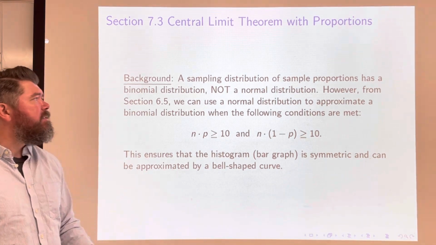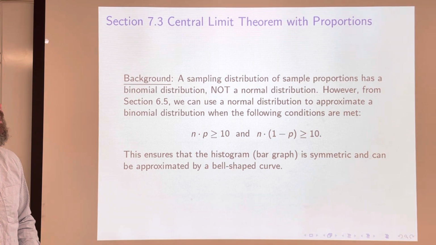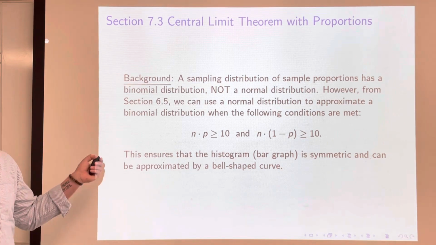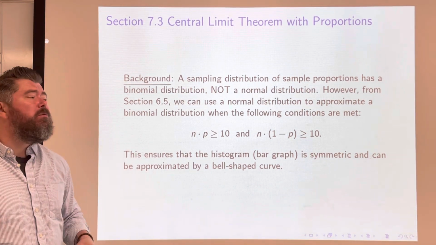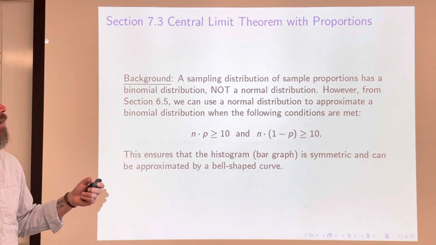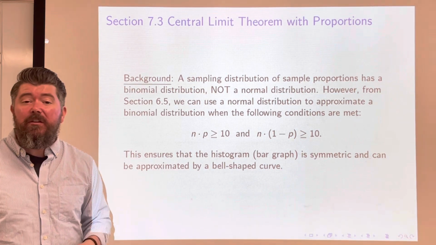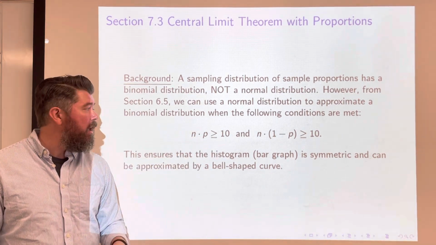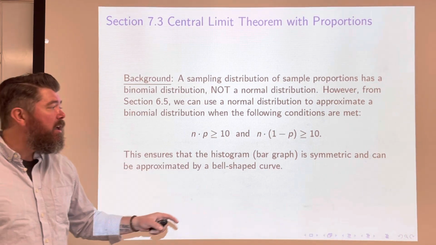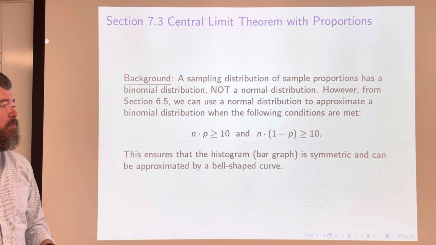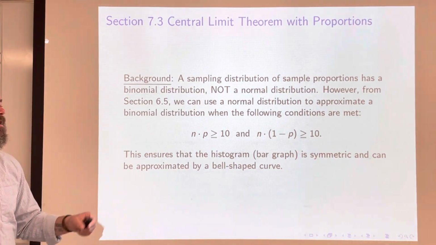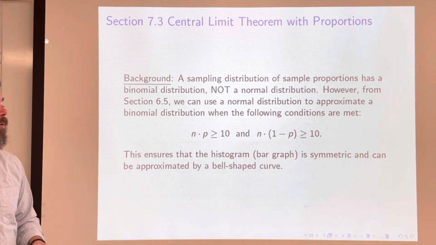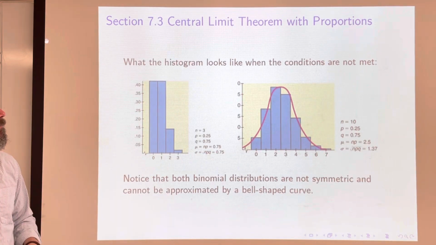Some background. A sampling distribution of sample proportions has a binomial distribution, not a normal distribution. However, from Section 6.5, we can use a normal distribution to approximate a binomial distribution when the following conditions are met. We require n times p to be bigger than or equal to 10, and n times 1 minus p to be bigger than or equal to 10. This ensures that the histogram, or our bar graph, is symmetric and can be approximated by a bell-shaped curve.